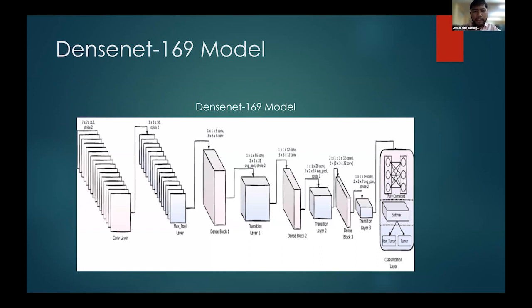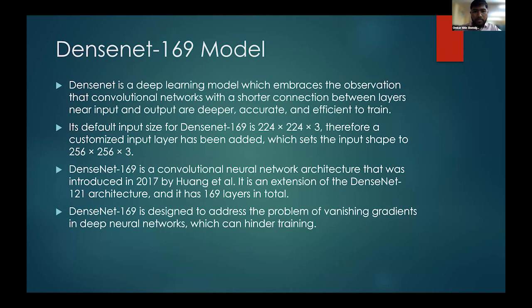Basically, it's somewhat different from the typical DenseNet 121 in that it has 169 layers. And as we know, in DenseNet every layer is connected to every other layer. The input size for DenseNet 169 is 224 by 224 by 3, so a customized layer was added as well, which sets the input size for a picture to 256 by 256 by 3. DenseNet was introduced in 2017.